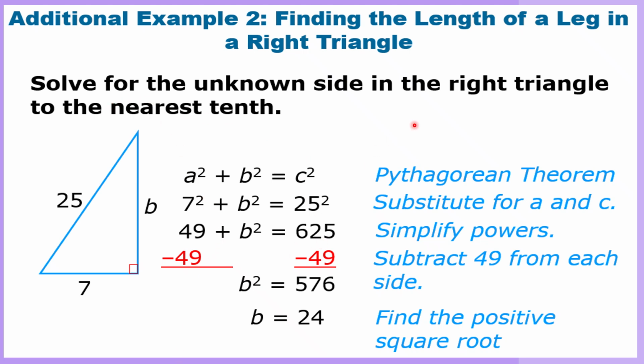Solve for the unknown side in the right triangle to the nearest tenth. Okay, so we're looking for a leg. So from here, a squared plus b squared, this is our original formula. So we're looking for b squared. So 7 squared is 49. So we subtract to get 756.